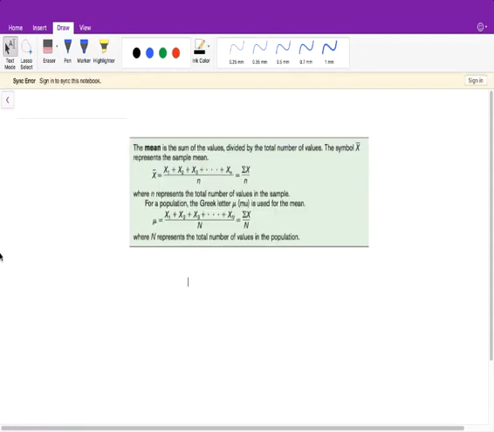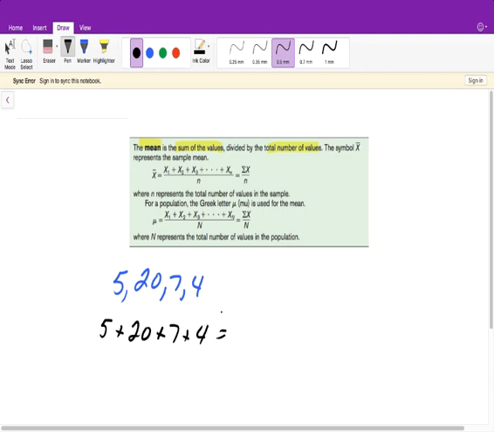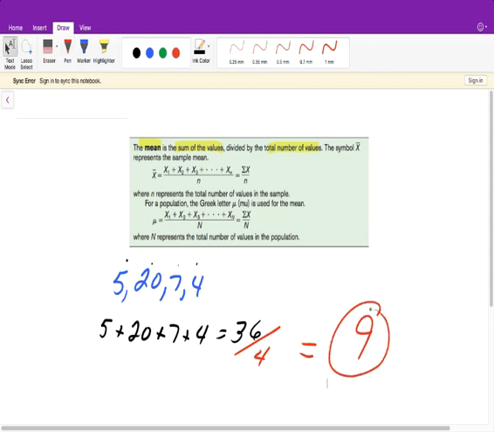If we want to find the mean of something, the mean is the sum of the values divided by the total number of values that we have. So it's really easy. However many values we have, we add them up, and then we divide by the total number. If I gave you the numbers 5, 20, 7, and 4, and asked you to find the mean, first we would do 5 plus 20 plus 7 plus 4, which is equal to 36. Since we have 4 numbers, we divide that 36 by 4, so our mean between these 4 numbers is 9.